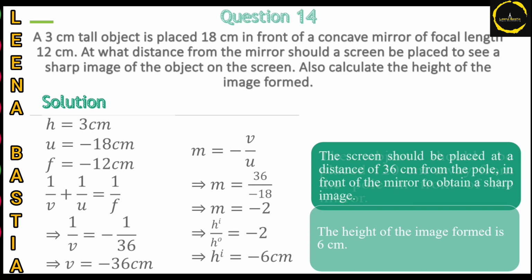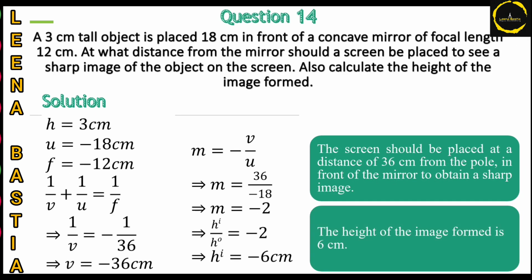Now the next question, question number 14. Here the question is saying: a 3 centimeter tall object is placed 18 centimeter in front of a concave mirror of focal length 12 centimeter. At what distance from the mirror should a screen be placed to see a sharp image of the object on the screen? Also calculate the height of the image formed. Again, this type of question you have already done, but a little bit extra is asked, so you can easily do it.